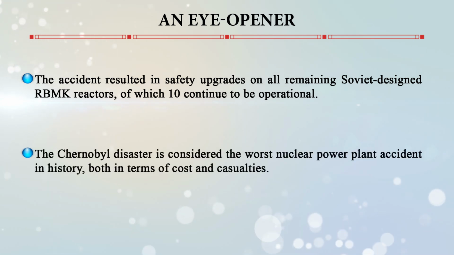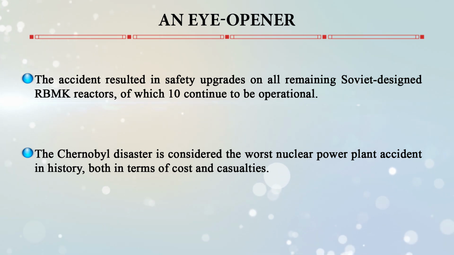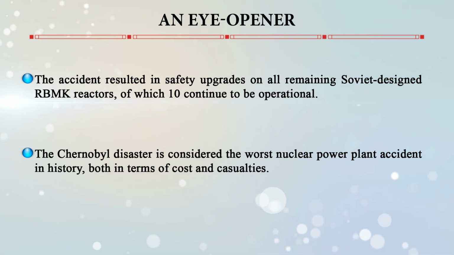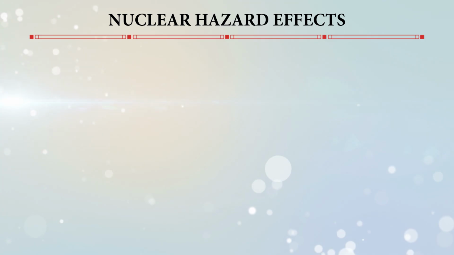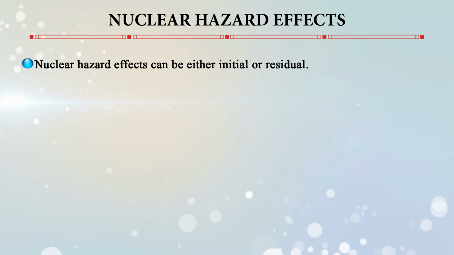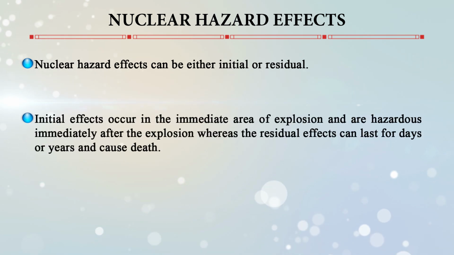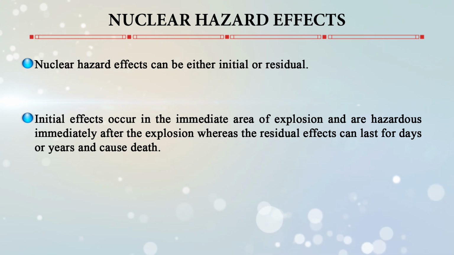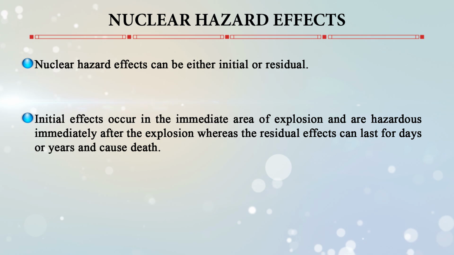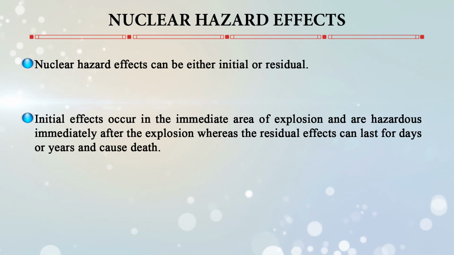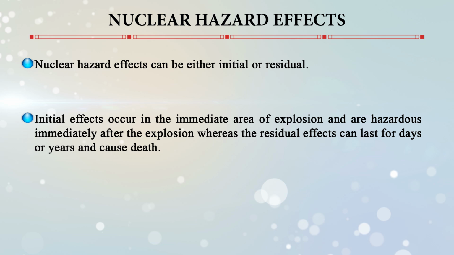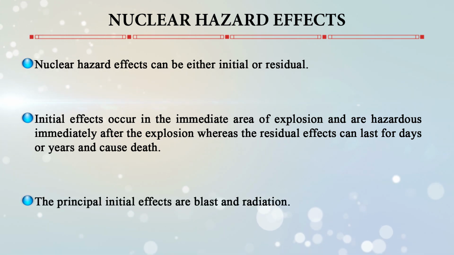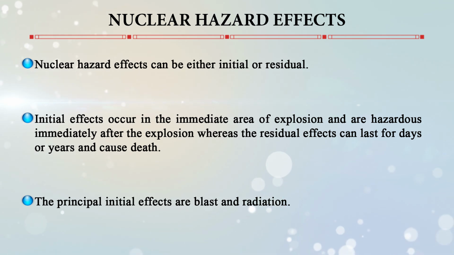So, the Chernobyl disaster is considered the worst nuclear power plant accident in history, both in terms of cost and casualties. The nuclear hazard effects can be either initial or residual. The initial effects occur in the immediate area of explosion and are hazardous immediately after the explosion, whereas the residual effects can last for days or years and can also cause death. The principal initial effects are blast and radiation.